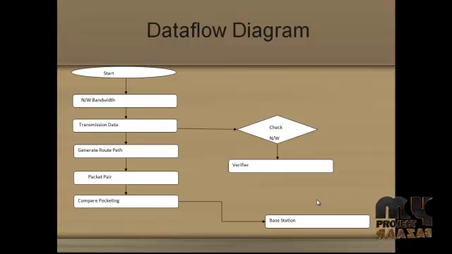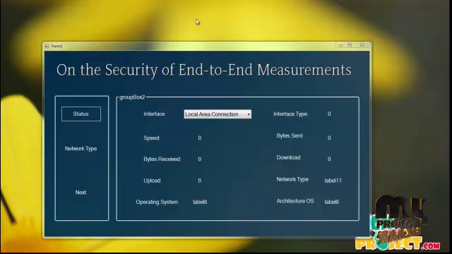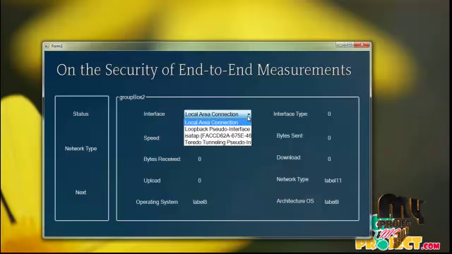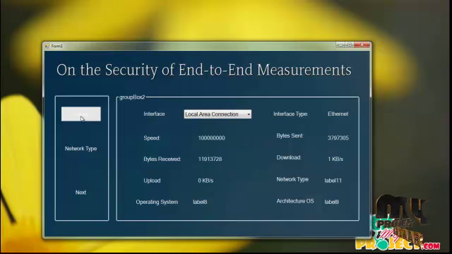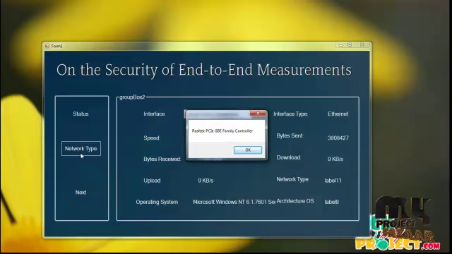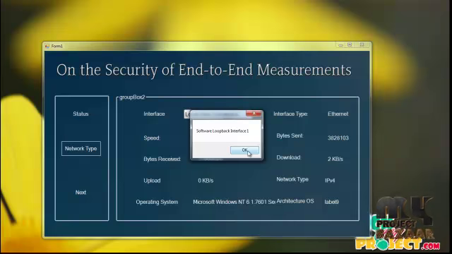Finally, the data reaches the base stations, to analyze the time taken in transmitting the files. Let us see our project demo. End-to-end network measurements are gaining increasing importance in many wide area internet systems and services. In the user systems, we locally recognize loopback pseudo interfaces and tunneling pseudo interfaces. Click on the status button to see the speed, upload speed, download speed, bytes received and bytes sent. The interface type is Ethernet. Click on the network type to see the Realtek GB family controller.